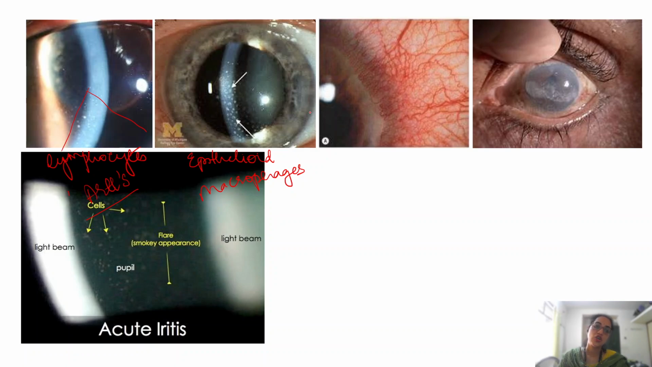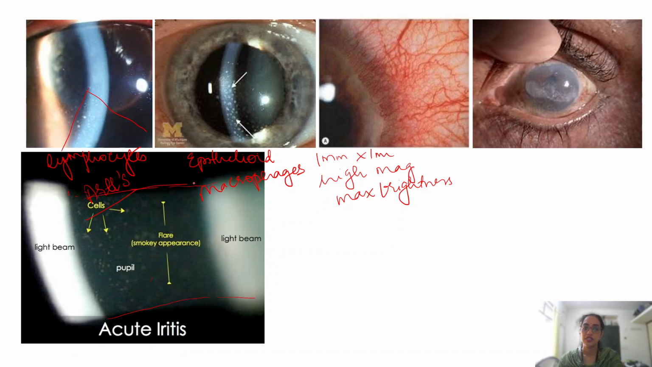So how do cells and flare appear? Cells are these minute dots that you see floating within the anterior chamber. It is seen by making a small beam of 1 mm by 1 mm in high magnification and maximum brightness in a slit lamp. You have to count the number of cells and grade them accordingly. This smoky appearance of the anterior chamber is a measure of flare. So the activity can be measured by cells and flare.